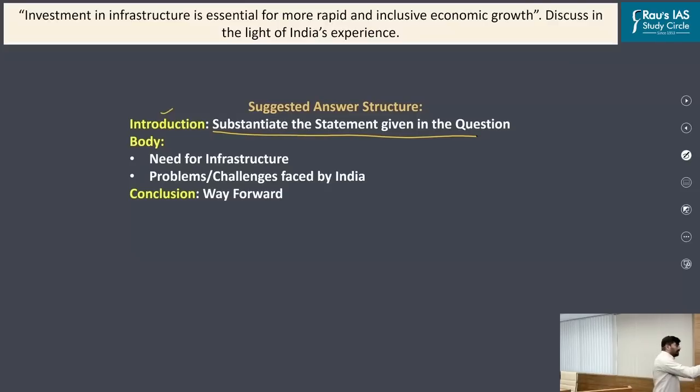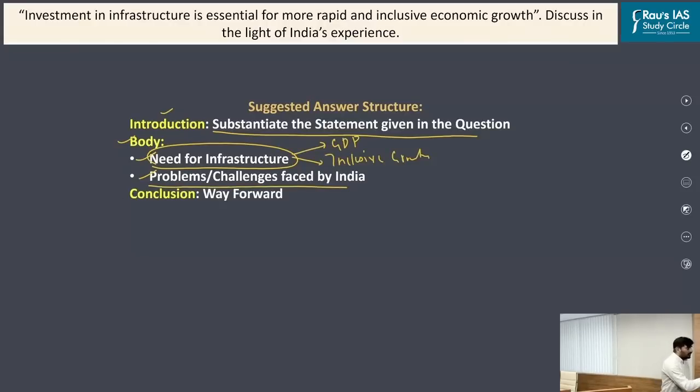This you have to prove in the introduction. And then in the body, there can be two dimensions: the need and benefit of infrastructure, in particular how the infrastructure sector will help us promote high GDP growth rate and inclusive growth, and then to what extent India has been able to leverage infrastructure as a tool. And then in the conclusion, a way forward or some strategies. That's it. So let's look at the suggested answer to this question.